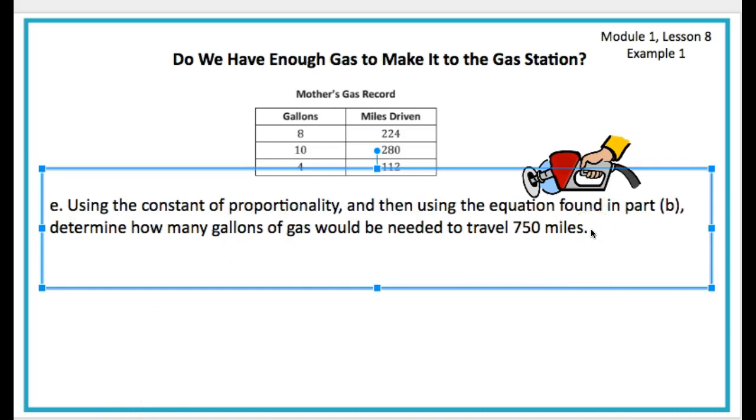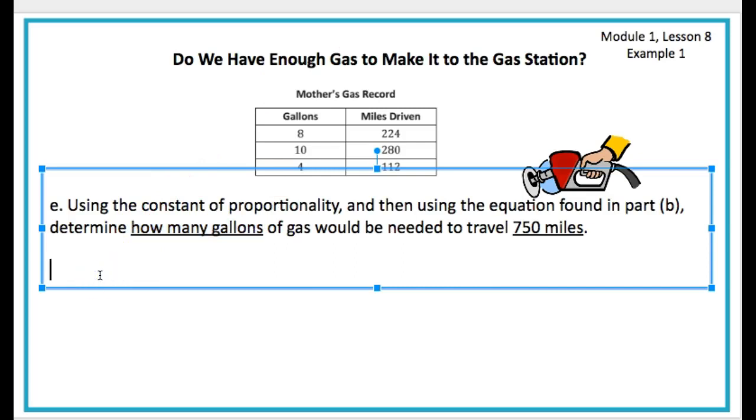Okay, now let's take a look at part E. Using the constant of proportionality and then using the equation found in part B, determine how many gallons of gas would be needed to travel 750 miles. Okay, so we're looking for how many gallons. Here's the information we're looking for.